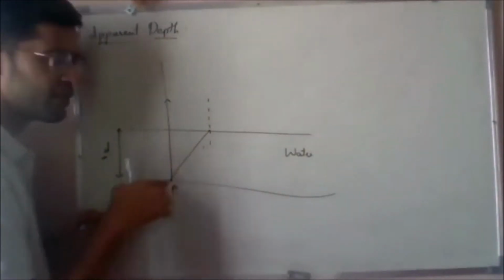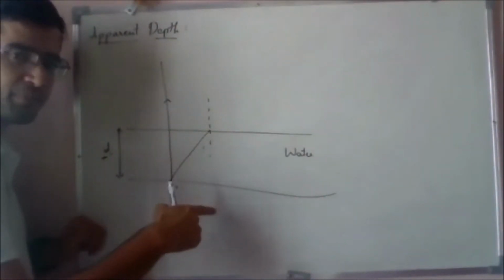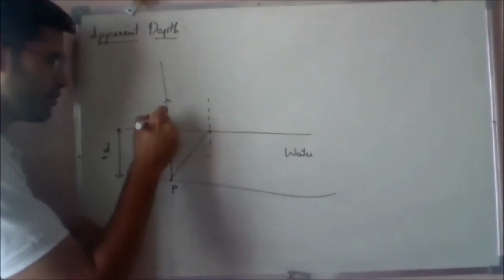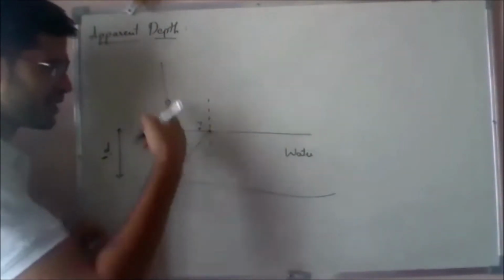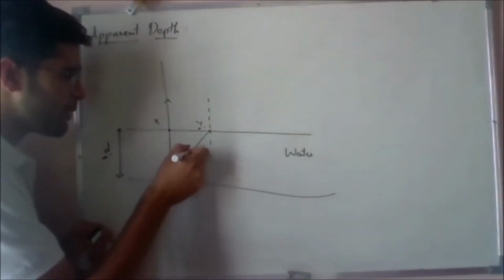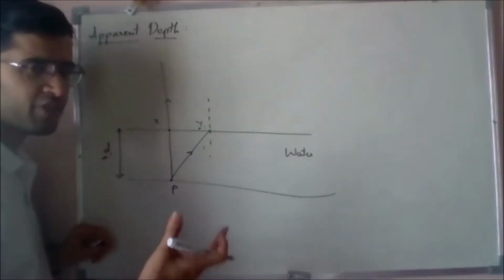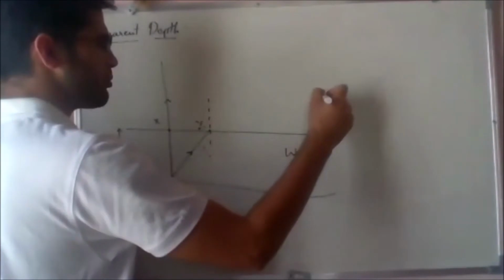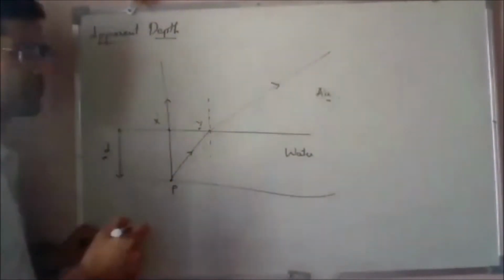What will happen to this light ray after refraction? This has an angle of incidence. Now this is your normal drawn at this point. Let me give these rays names. Let this ray be Px and let this ray be Py. What will happen to your ray Py after refraction? Since it's passing from a denser medium to a rarer medium, it will bend away from the normal.